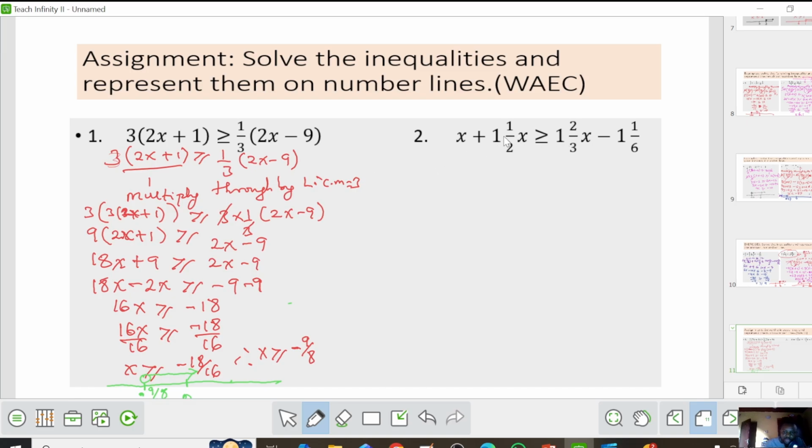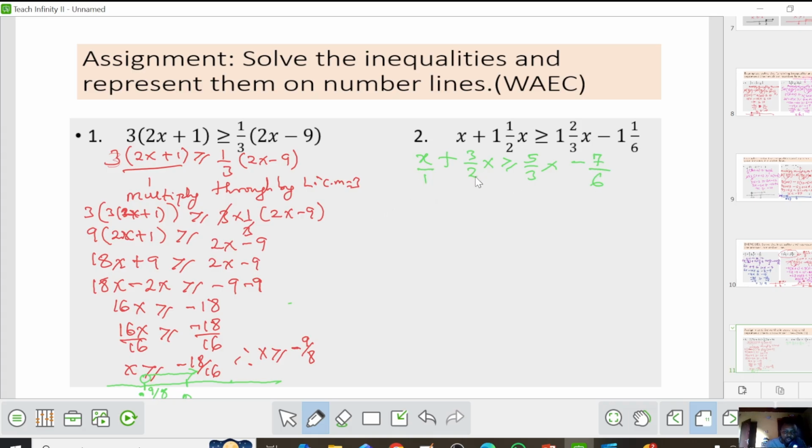The same thing is also applicable to this one. I can write the equation of this one. Since I have some mixed fractions, why don't you write the mixed fraction as an improper fraction? So by turning everything to 1 plus this to an improper fraction, 1 and 1 over 2 gives me 3 over 2 x, greater than or equal to this improper fraction, which gives me 5 over 3 x, minus 7 over 6.